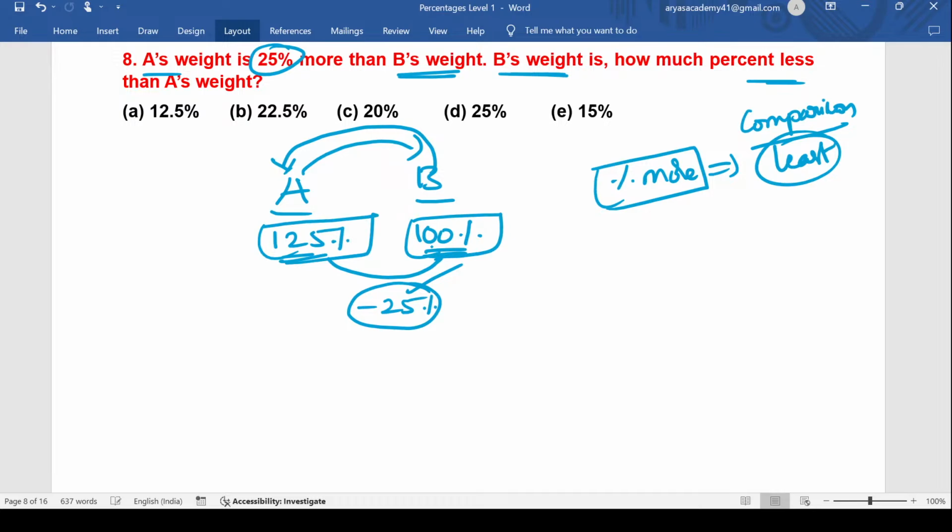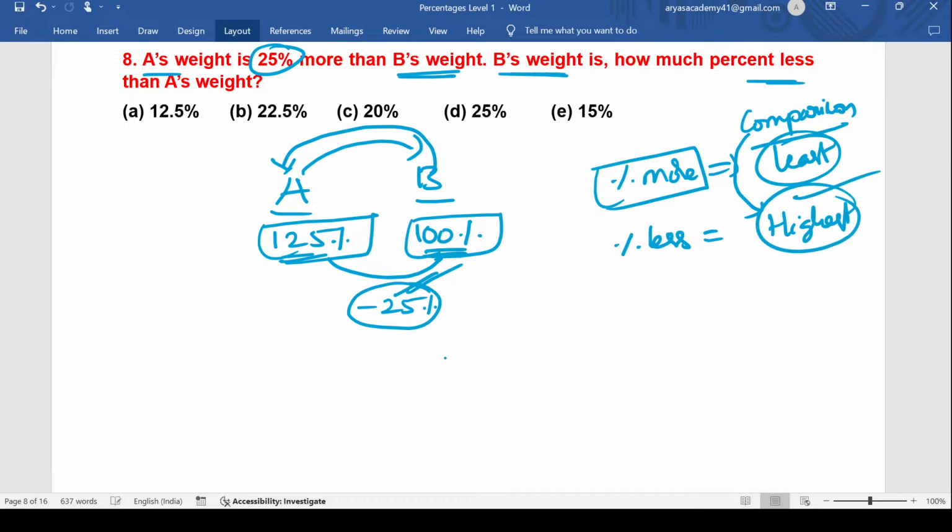If the question is asking about percentage more, then you have to find out the difference between two percentages and then solve the question by comparing the difference to the least possible value out of the two. But if the question is demanding percentage less, then you have to compare the difference to the highest value among the two.